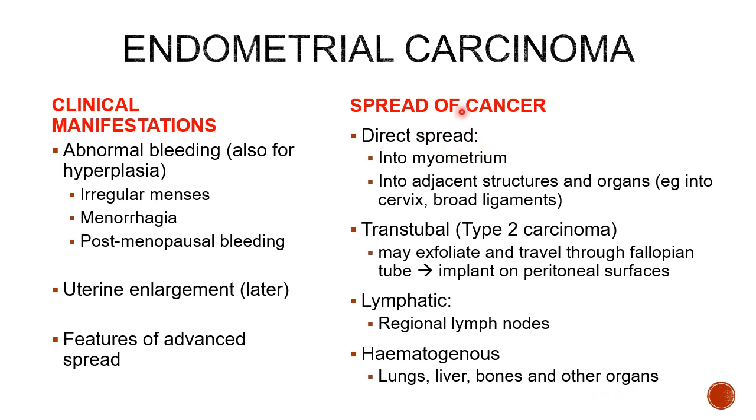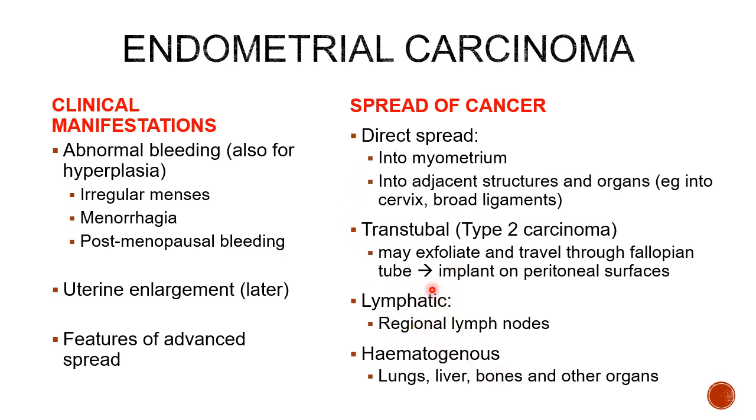For endometrial carcinoma, the direct spread usually means that the cancer goes into the myometrium, into the deep myometrium. They can also go down into the cervix, an adjacent organ. They go sideways into the broad ligaments, and we discussed lymphatic and hematogenous spread earlier.